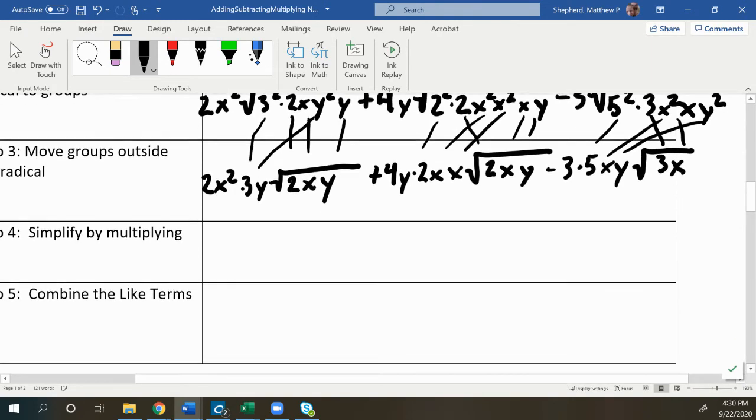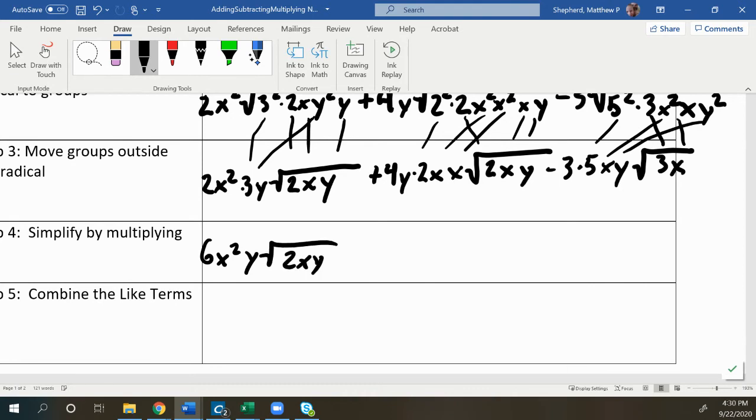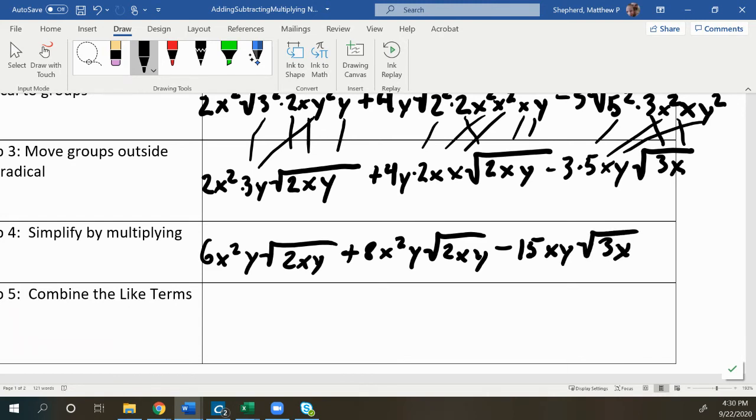Okay, so now simplifying, we can just start multiplying things. So we've got a 2 and a 3, so we'll have 6 x squared y square root 2xy plus 4 times 2 should be 8. There were 2 x's there, so x squared y square root 2xy minus 3 times 5 is 15 xy square root 3x.